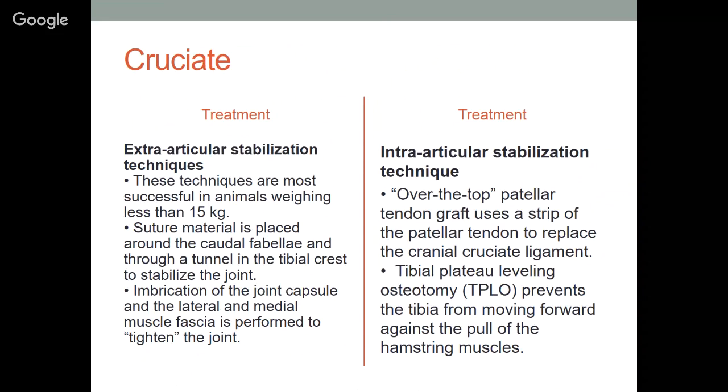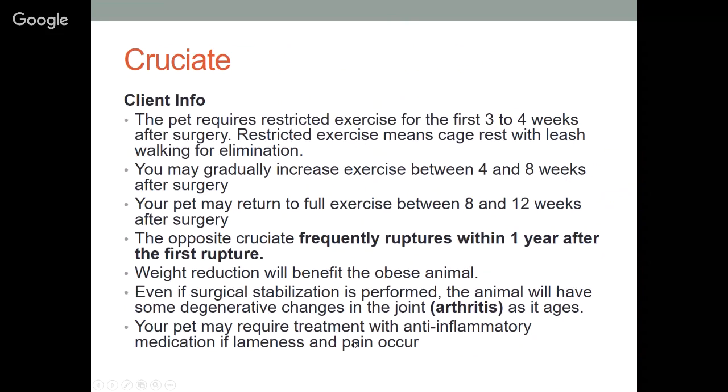The intra-articular stabilization technique is when we do an over-the-top patellar tendon graft. We take a strip of the patellar tendon, and we use that to replace the cranial cruciate ligament. There is also another surgery that's for people who have been specially trained. It's called tibial plateau leveling osteotomy, or TPLO. We actually cut the top part of the tibia off and reattach it in a way that prevents it from moving forward against the pull of the hamstring muscles. So it's an interesting technique. It's being used in larger animals.